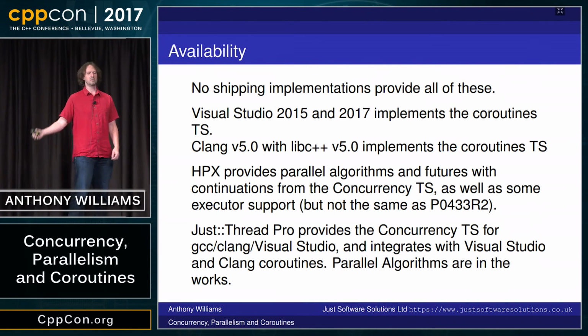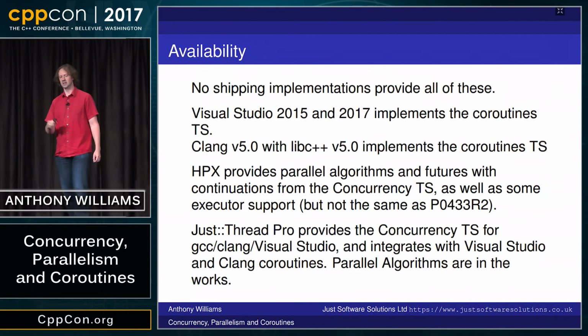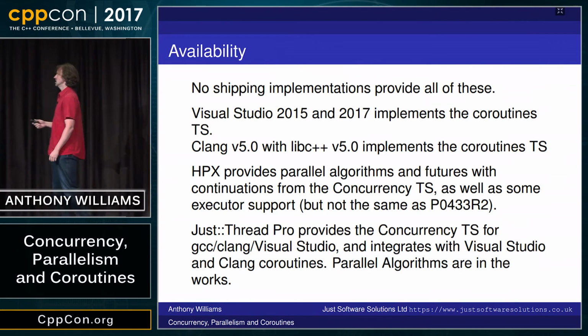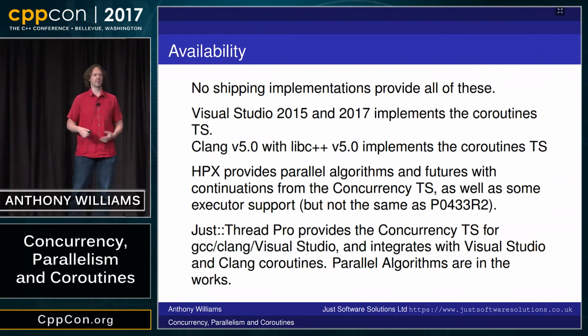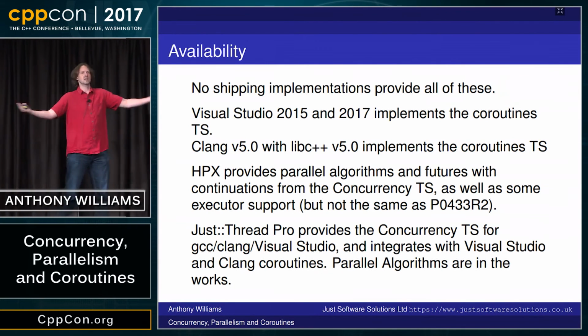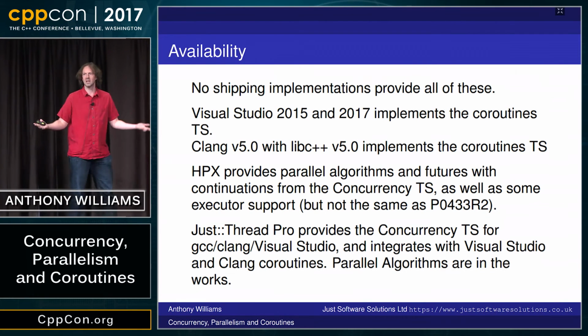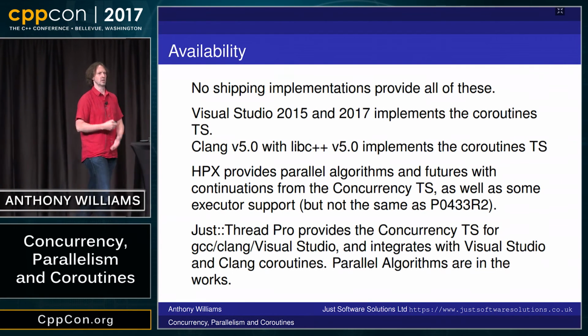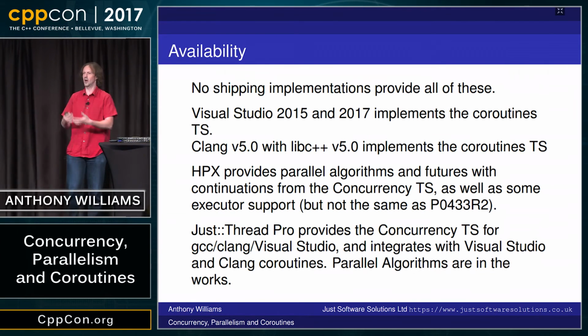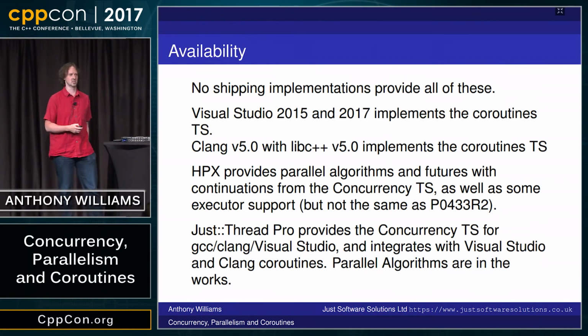My Just Thread Pro library provides the concurrency TS and integrates with coroutines, and I'm working on parallel algorithms. But the whole lot is not in any one implementation. So at the moment, you're going to have to choose piecemeal or actually help work on one of the open source implementations.